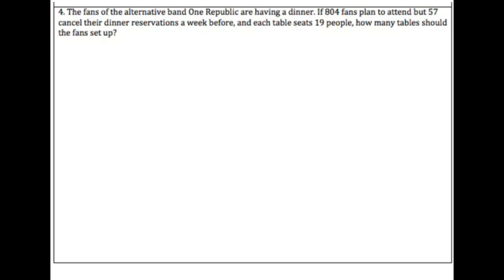Today we're going to use the UPSC problem solving process for question number 4. The fans of the alternative band One Republic are having a dinner. If 804 fans plan to attend but 57 cancel their dinner reservations a week before and each table seats 19 people, how many tables should the fans set up?